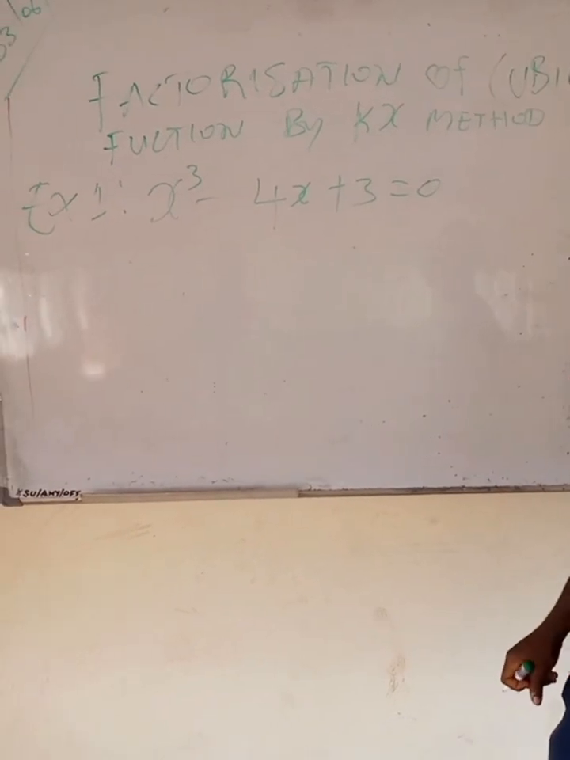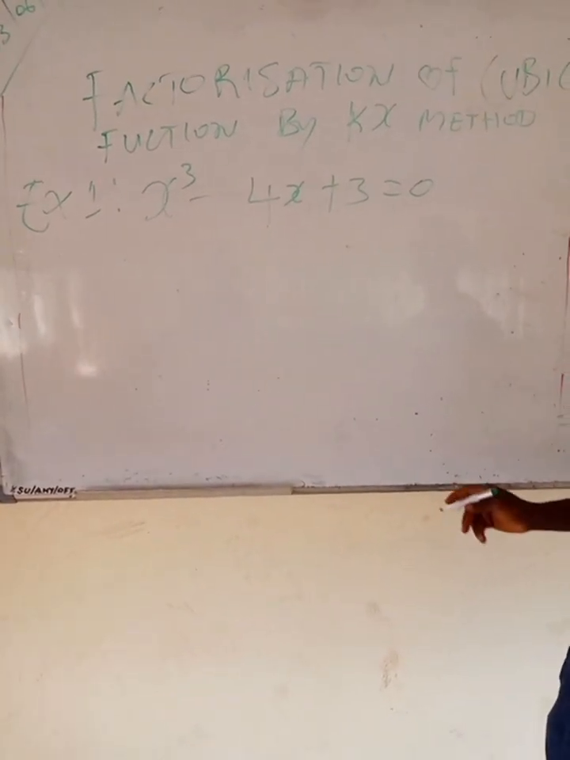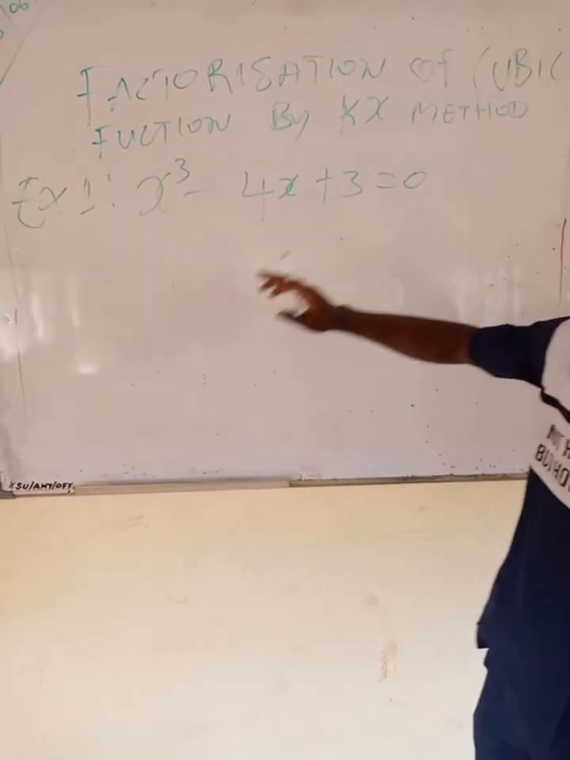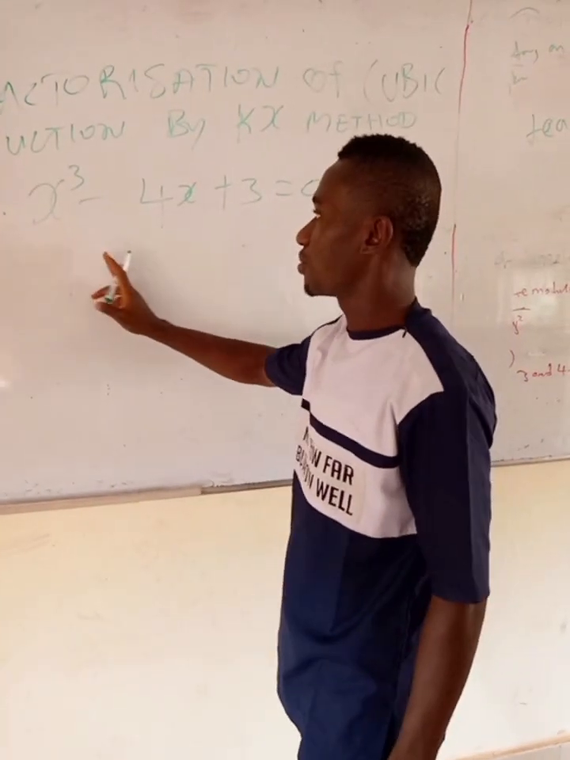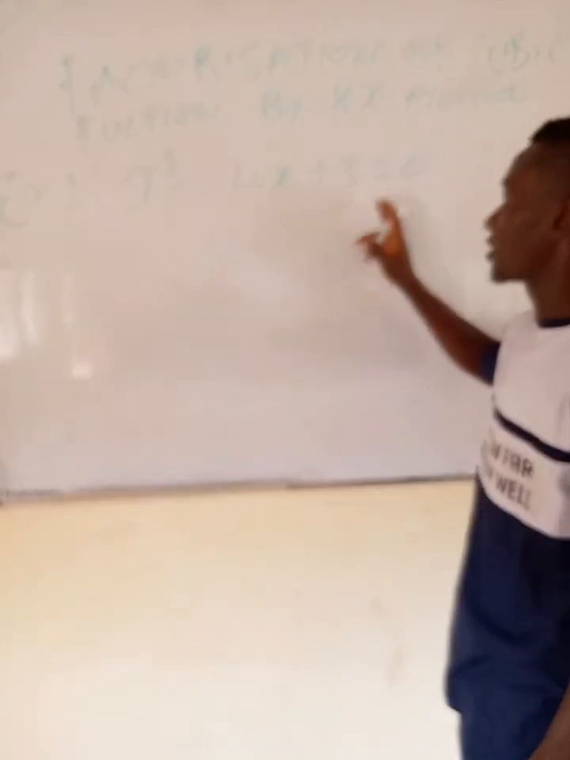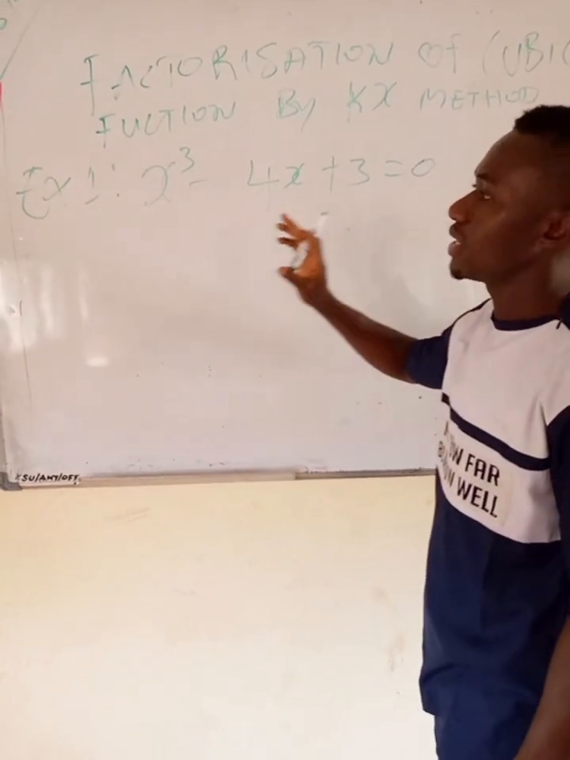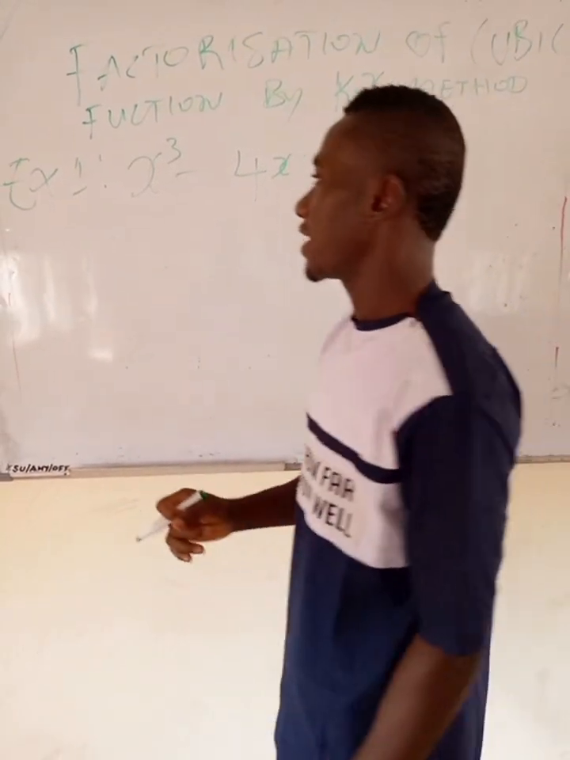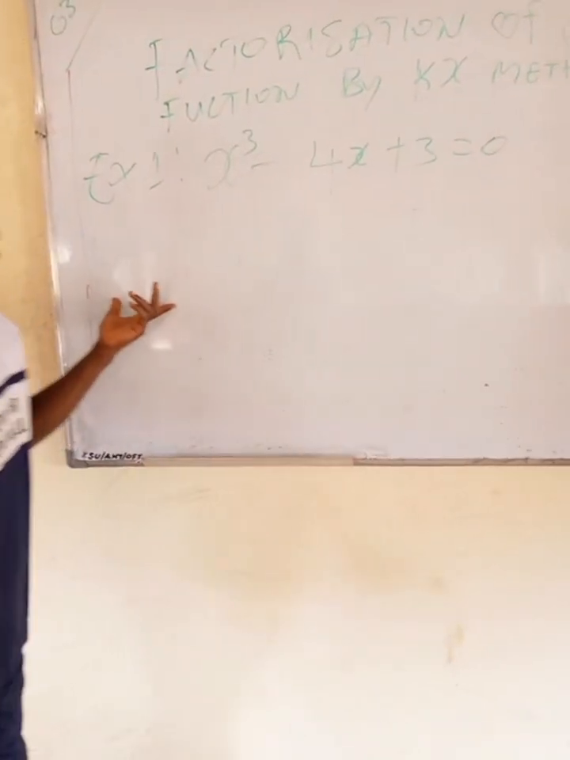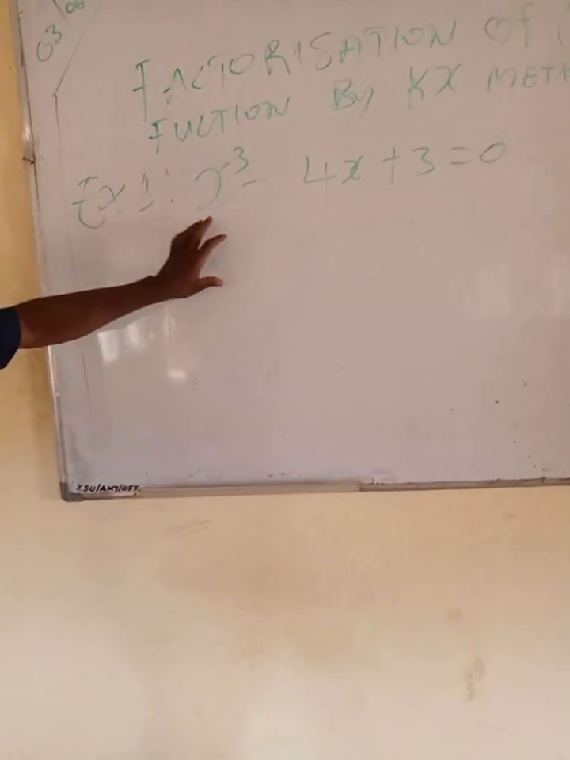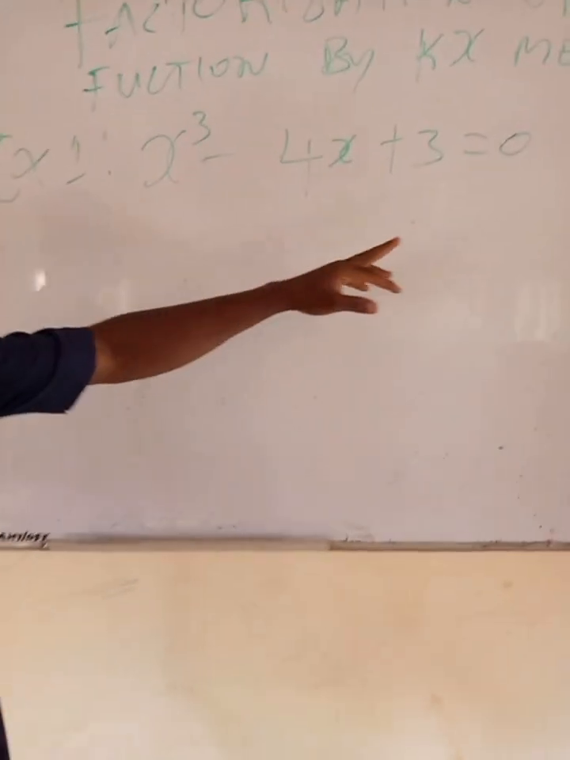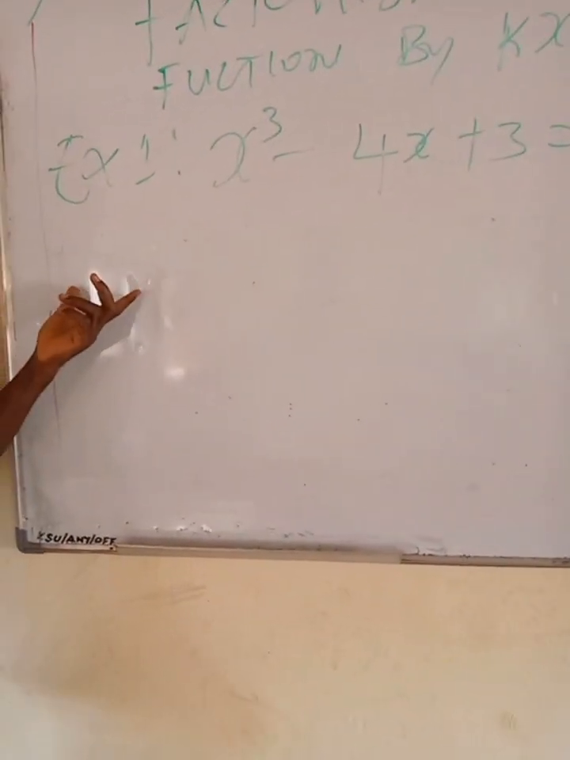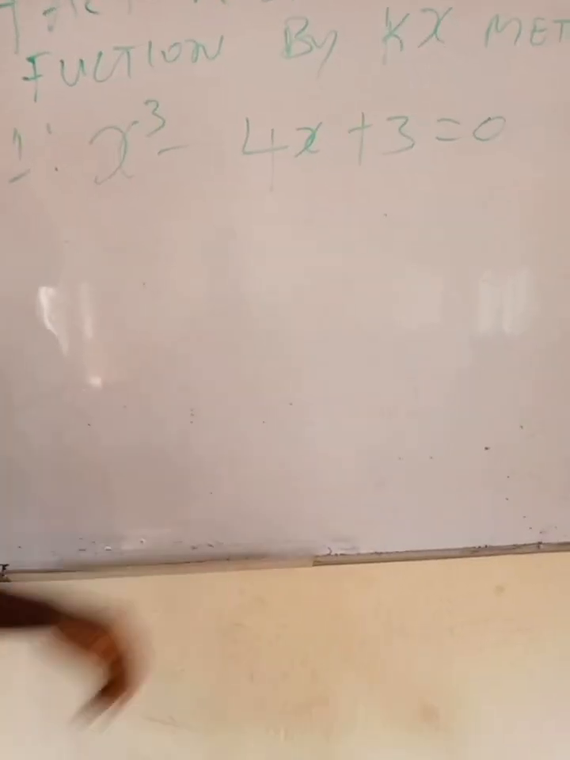In this video, we'll be talking about factorization of a cubic function by the KS method. For example, given s cubed minus 4s plus 3 is equal to 0. In this, we are going to apply guesswork by finding a possible number that, when plugged into this function, will result to 0, which will become our solution or a factor of this function.